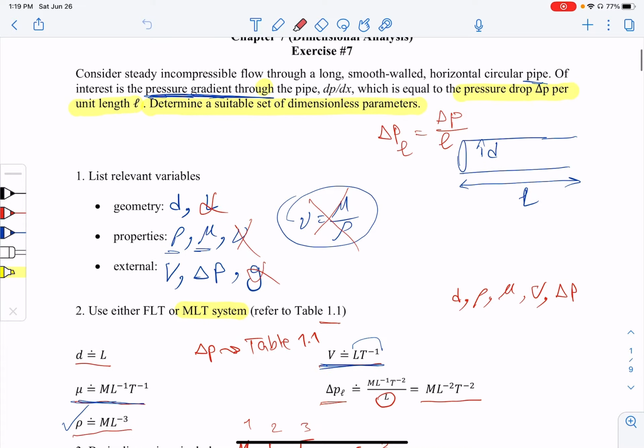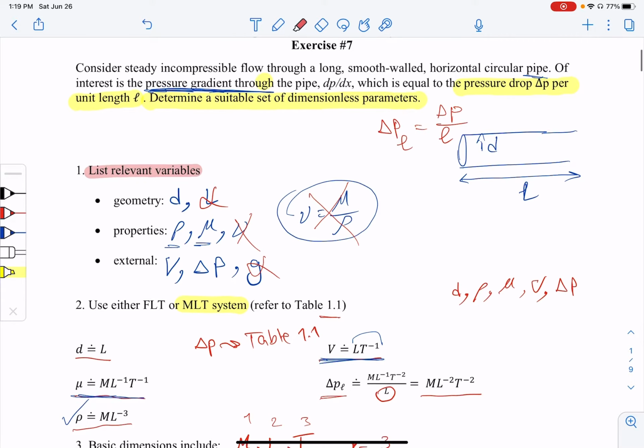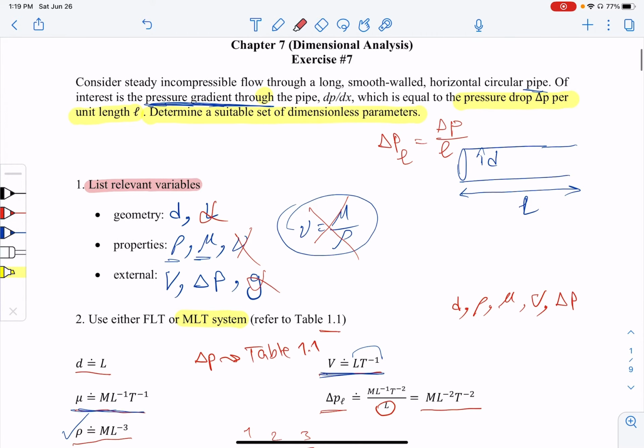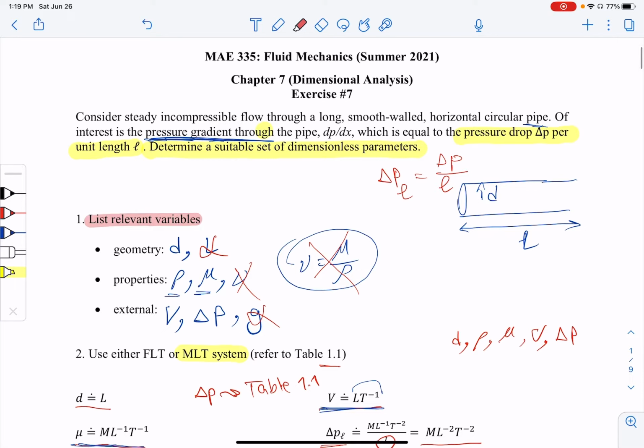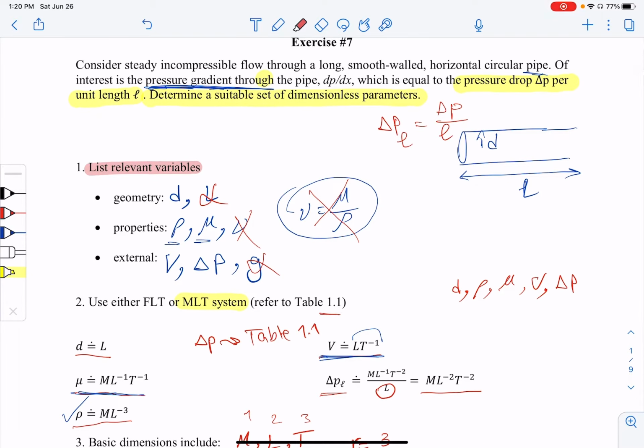So first we need to list all of the variables that the question depends on, so all the relevant variables. For example, if the question said that the pressure depends on this and this and this, you need to write down all of the variables that you have. So this is the first step.